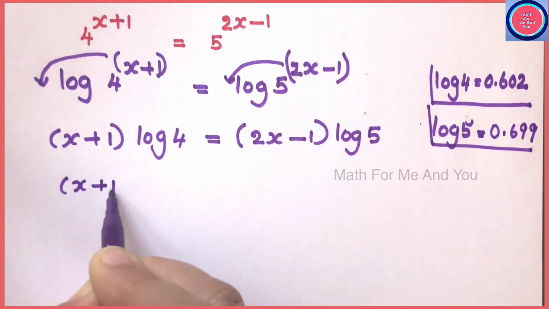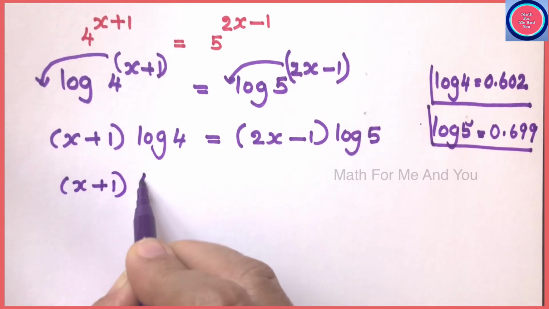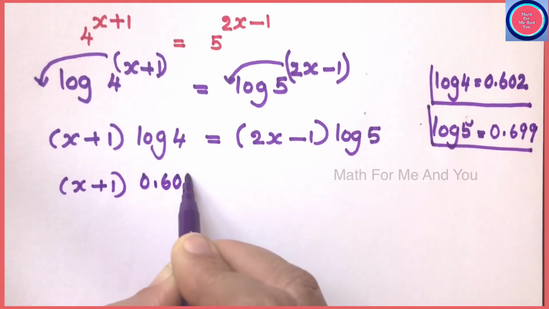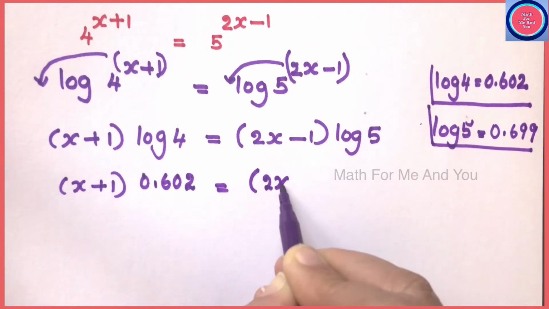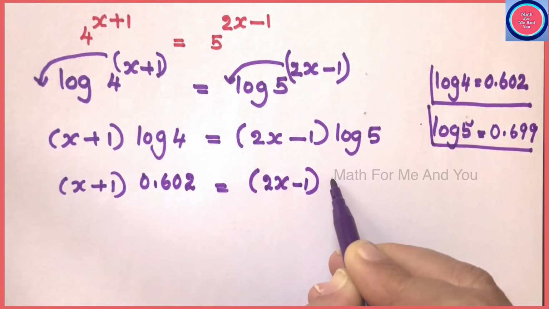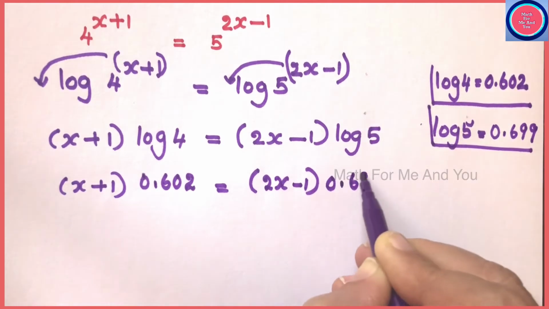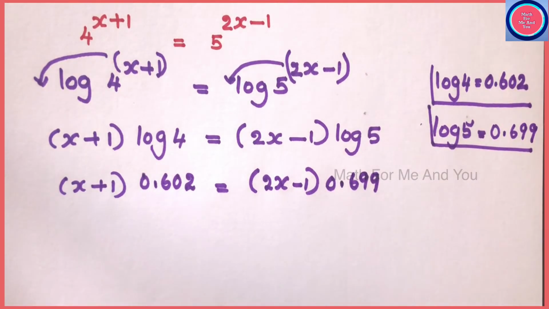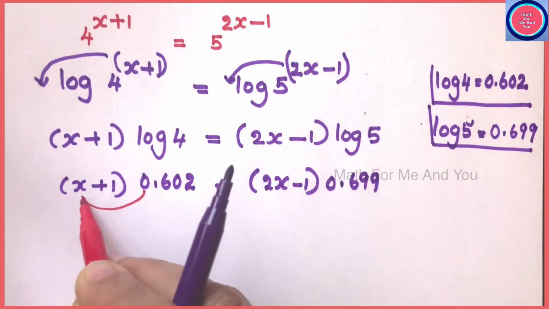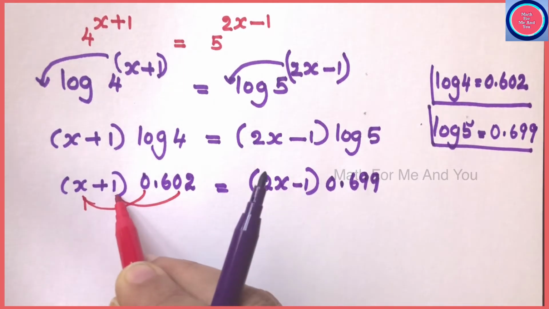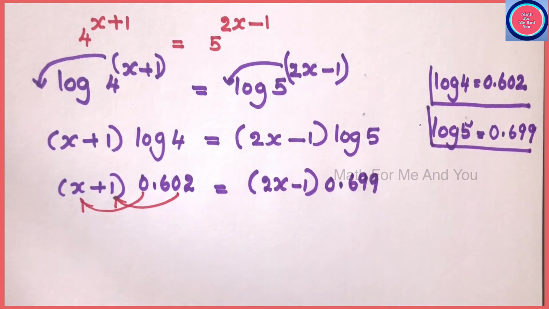x plus 1, same we write, and give the value for log 4. It is 0.602 is equal to, on the right side, it is 2x minus 1 times 0.699. There is a bracket and a number outside. Distribute the values to each term. We give the value first to x, that means multiply to x, after that multiply to 1.